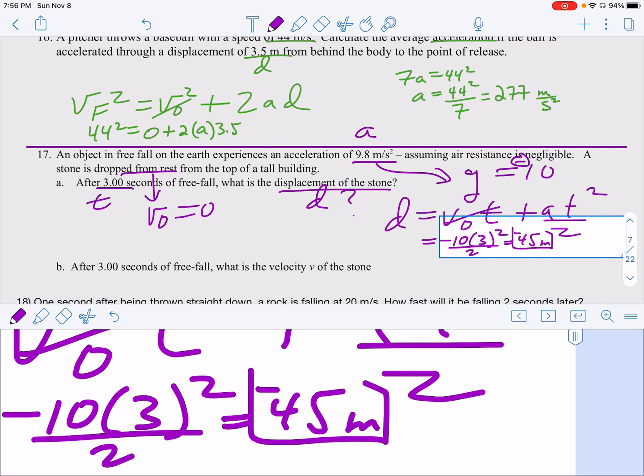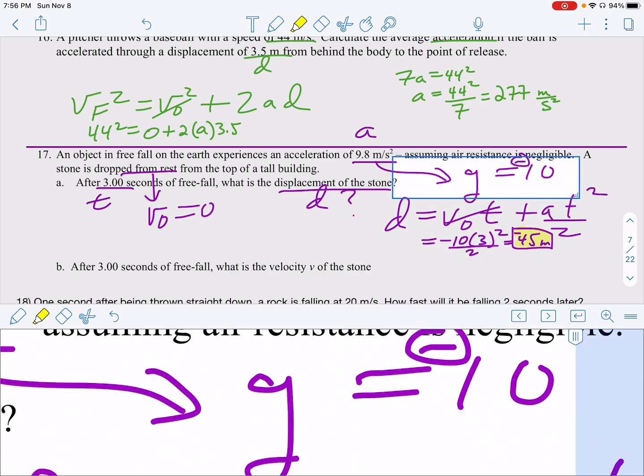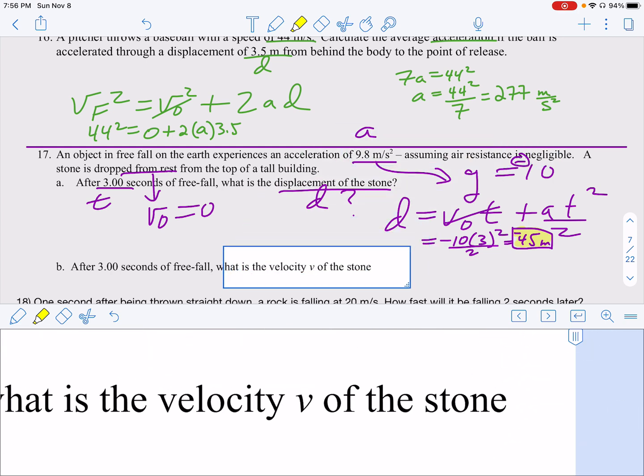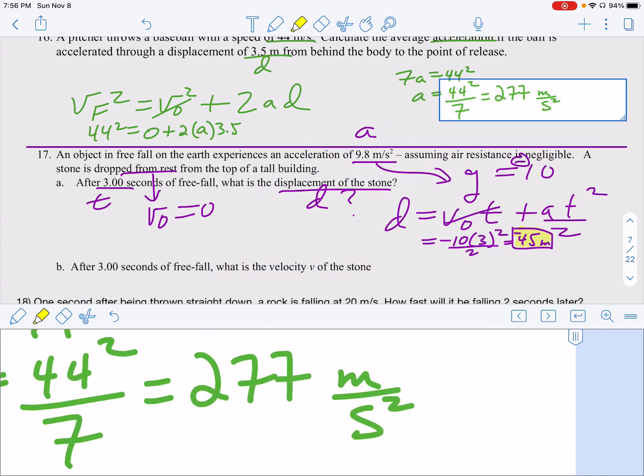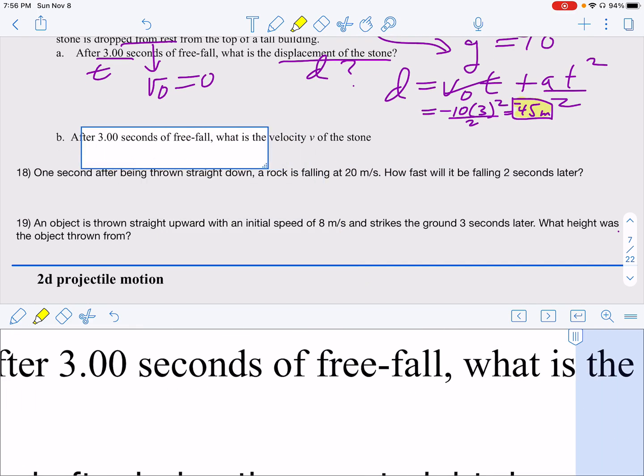Okay, why is it negative? It's displacement, not really distance. So -45 meters is my displacement. Okay, let's go to the next one.